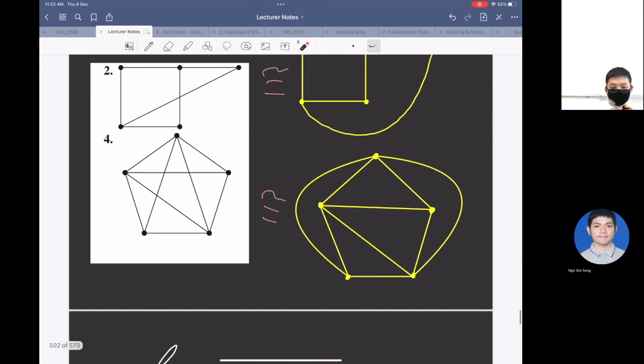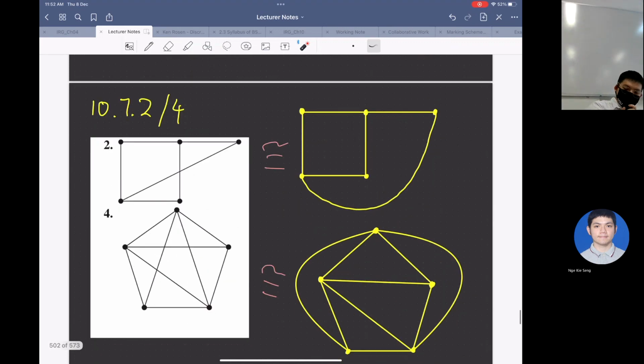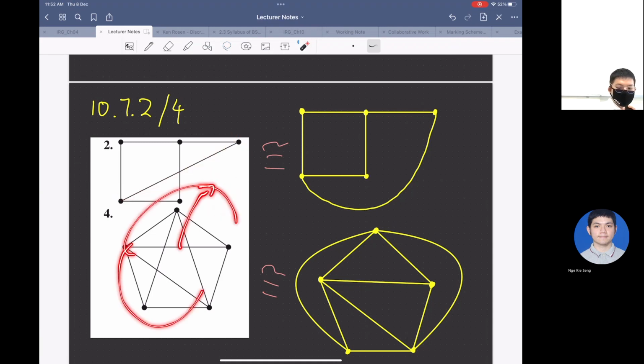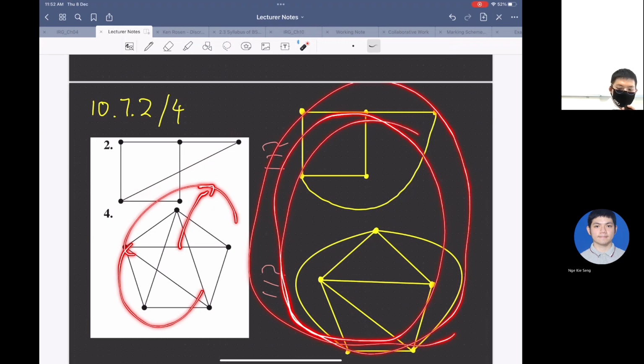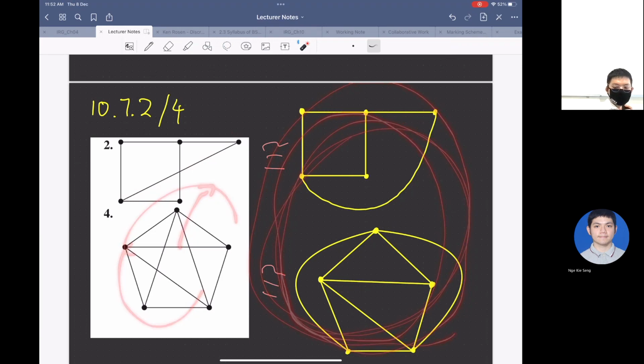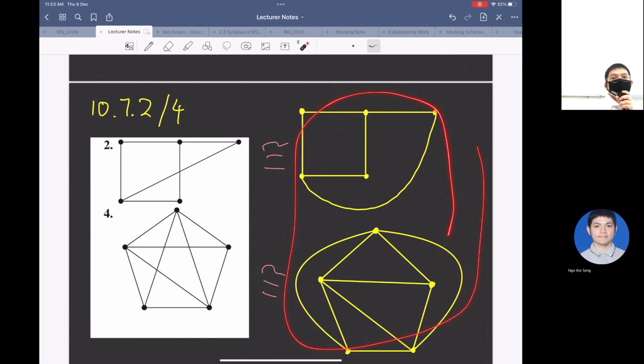The last one is not to determine whether these two are planar, but they tell you that they are planar. So try to draw a planar representation of the graph. You just move the edge crossing away. Then you can find the planar representation where you don't have an edge crossing in your graph.